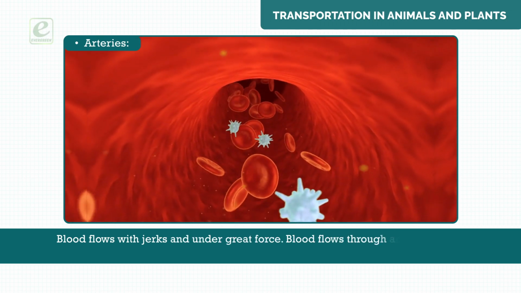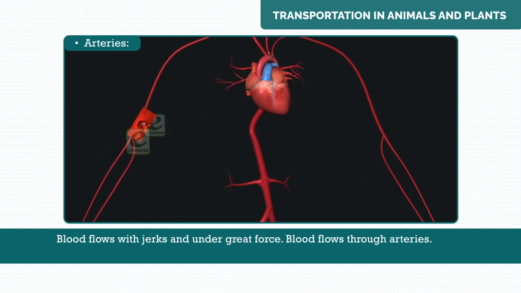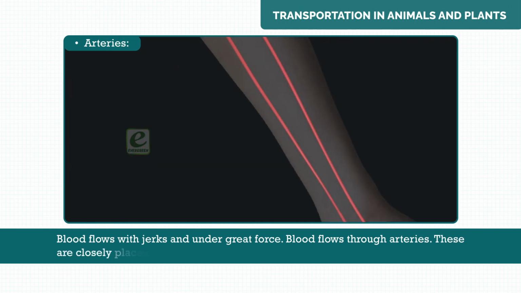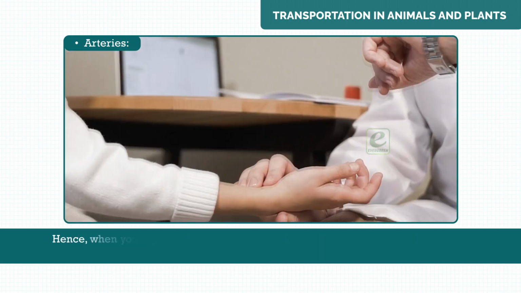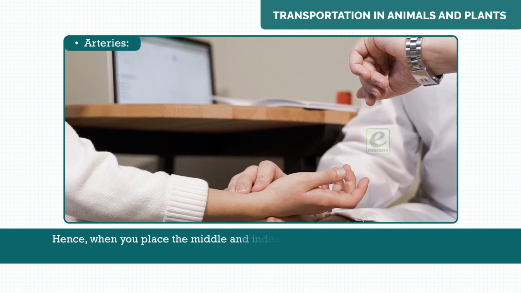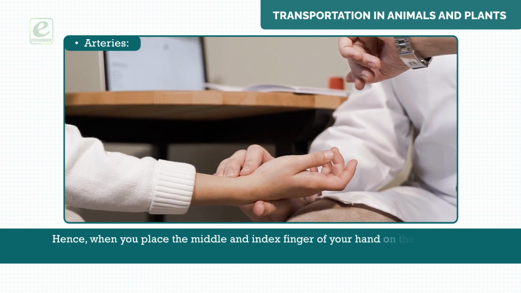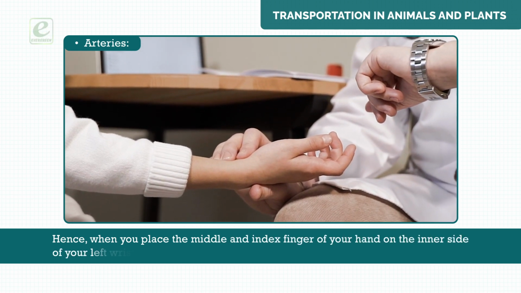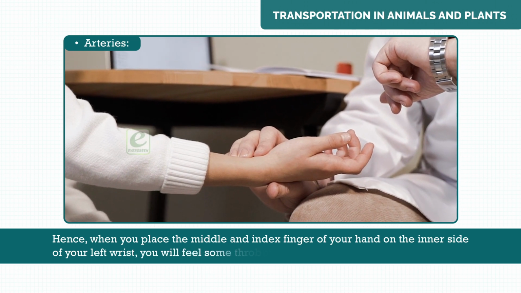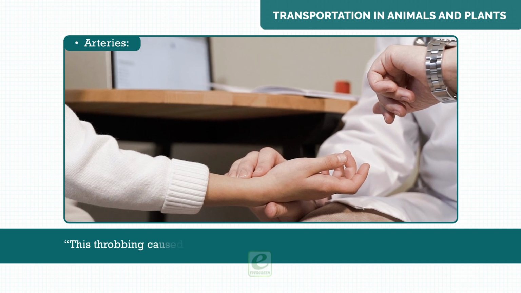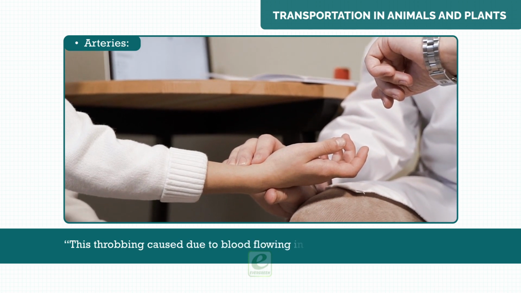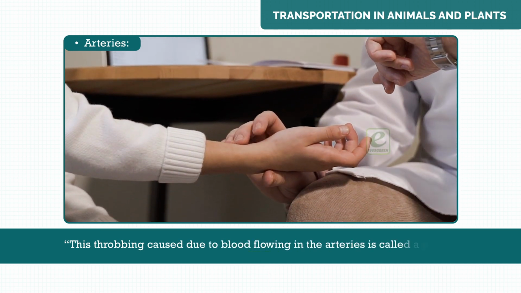Blood flows through arteries. These are closely placed on the superficial layer of skin near the wrist. Hence, when you place the middle and index finger of your hand on the inner side of your left wrist, you will feel some throbbing movement. This throbbing, caused due to blood flowing in the arteries, is called a pulse.